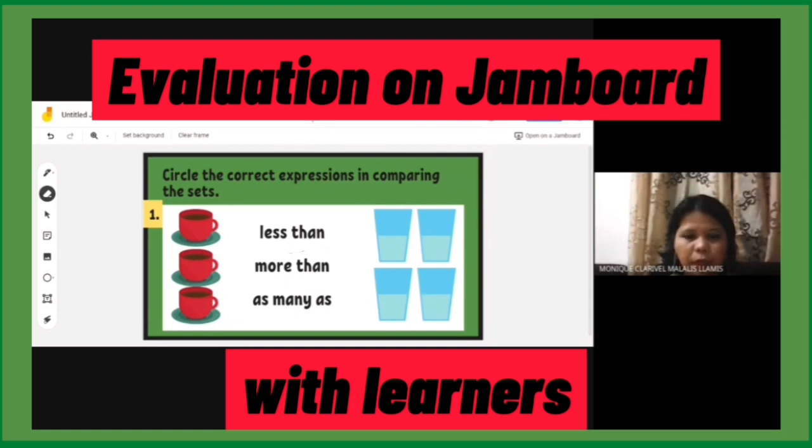Okay, so this morning you will be going to answer our activity about the mathematical expressions which are less than, more than, and as many as. Okay, so you are going to compare the sets of objects in the left and in the right. Okay, so Samantha, 3 cups is less than, more than, as many as 4 glasses. Okay, what is your answer, Samantha? Try to encircle your answer.